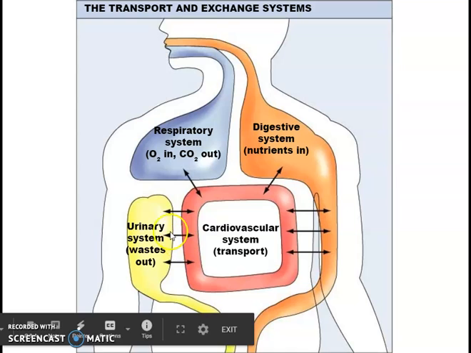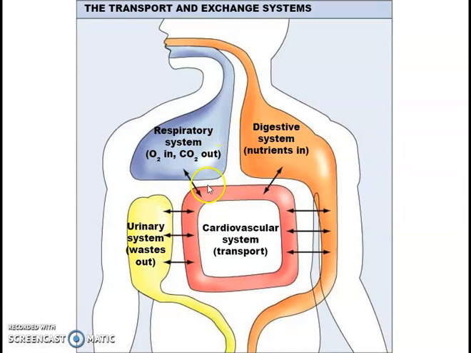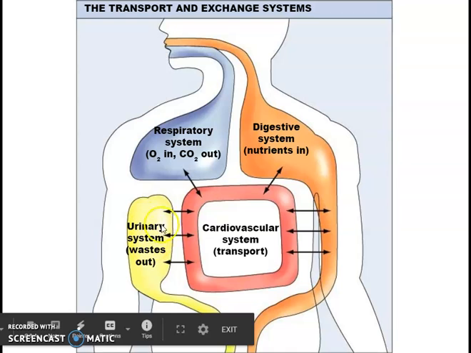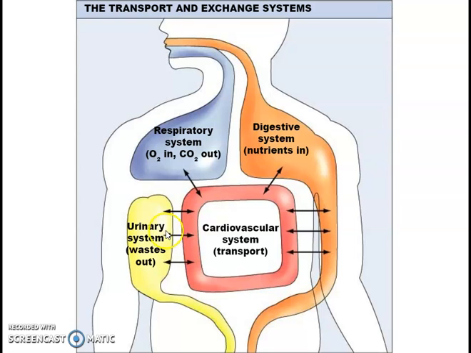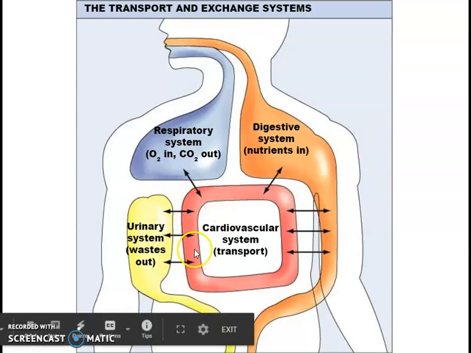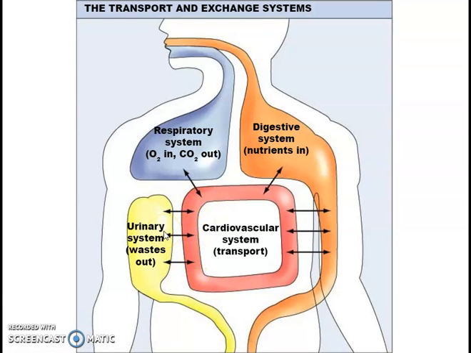Okay. Similarly, we have waste that is generated from various systems. Your tissues are getting rid of things they don't need, and the urinary system is one way that we can remove things from the body. So again, the urinary system and the blood are interacting to help transport those wastes.